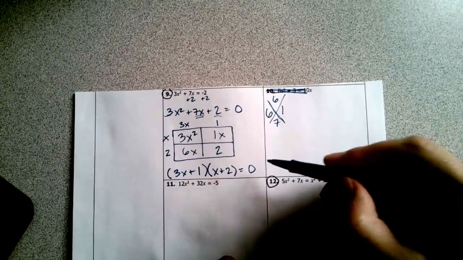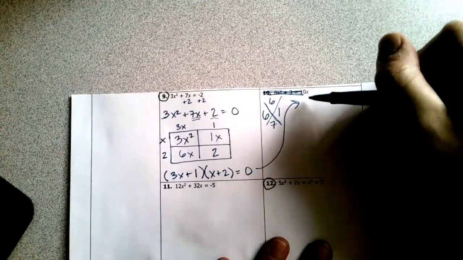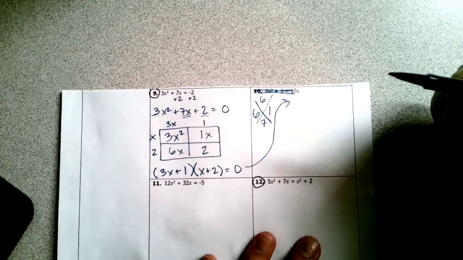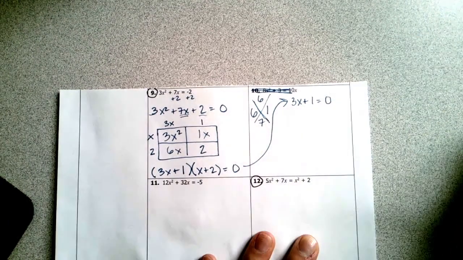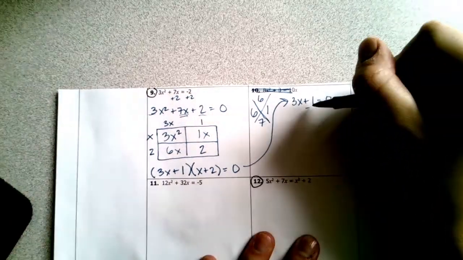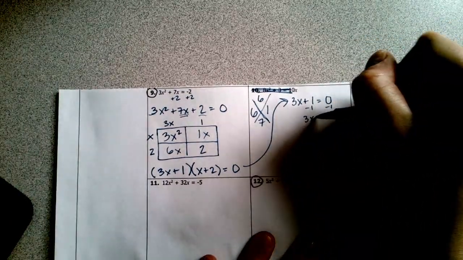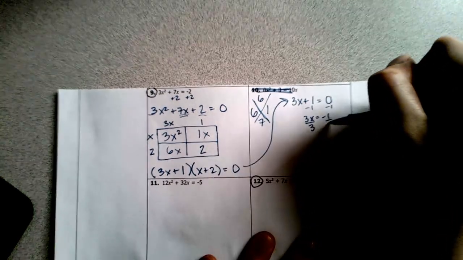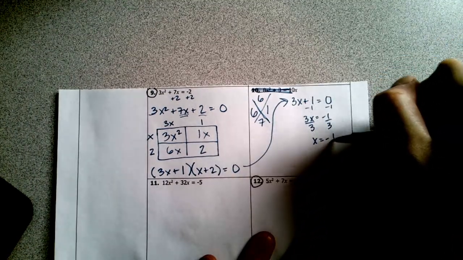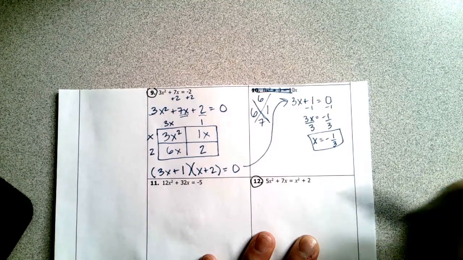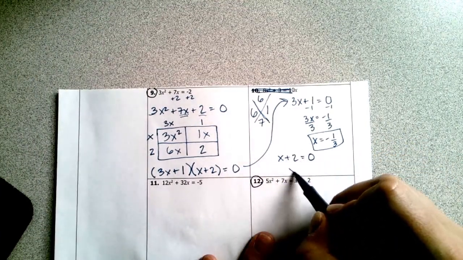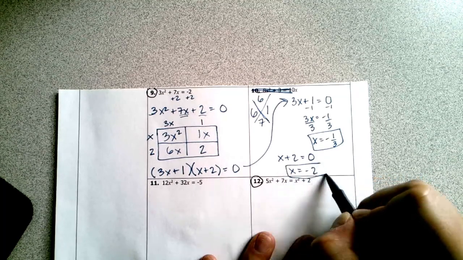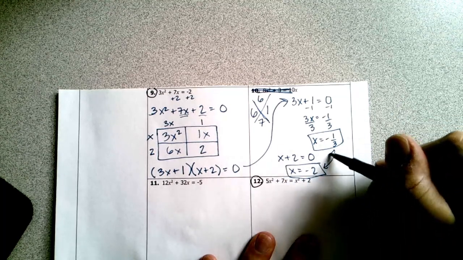Now, again, we set each factor equal to 0 and we solve for x. So our first factor is 3x plus 1. We set that equal to 0 and we solve for x. So subtract 1 from both sides and divide by 3. We get x equals negative 1/3. And then our second factor, x plus 2 equals 0. When we solve that, we get x equals negative 2. So there's our 2 answers.